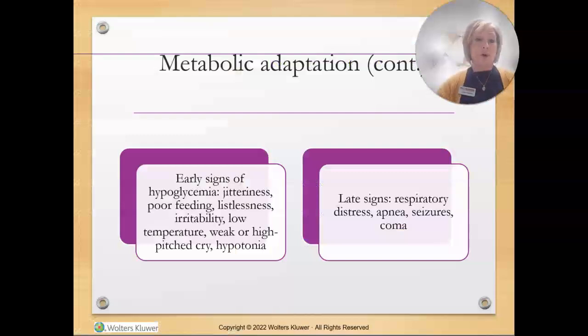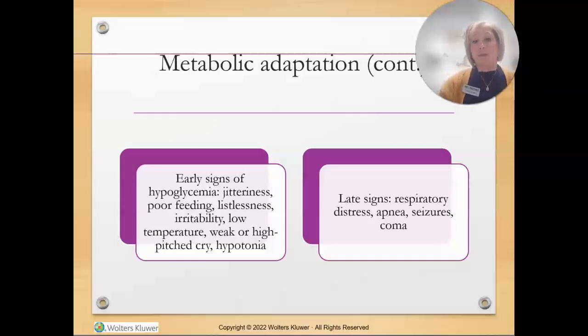So what are we going to look for in our babies? Start looking for the early signs. The early signs are going to be poor feeding. They're not wanting to eat well, and they're just sucking, and they're just really listless. We can't get them to wake up. They're really tired. And when they do, they're kind of shaky and jittery. Those three things are something you're going to want to look at.